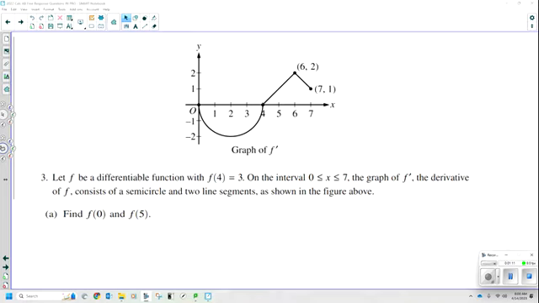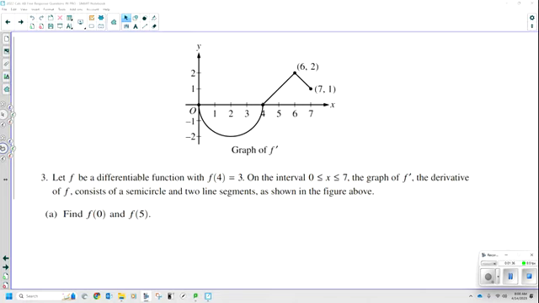Number 3. Let f be a differentiable function with f of 4 equals 3 on the interval from 0 to 7 inclusive. The graph of f prime, the derivative of f, consists of a semicircle and 2 line segments as shown in the figure above. They want us to find f of 0 and find f of 5.